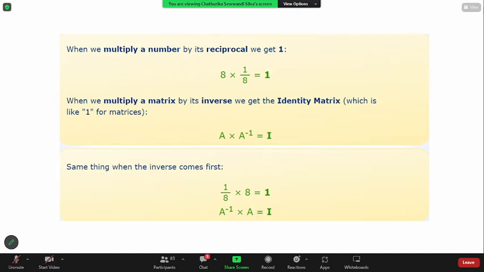So same thing, the inverse comes first. It doesn't matter whether A multiplied by 1 over 8 is 1, and also 1 over 8 multiplied by 8 is 1. And also here, A times A inverse is I, and also A inverse times A is equal to I. So I think you may remember.